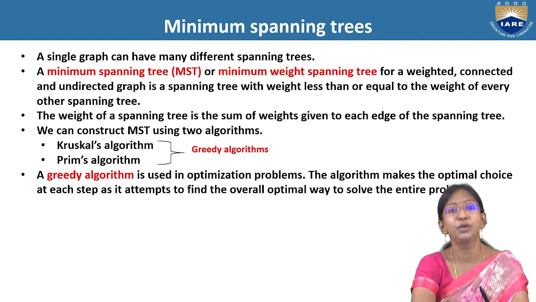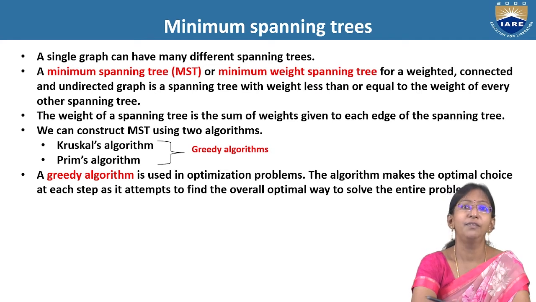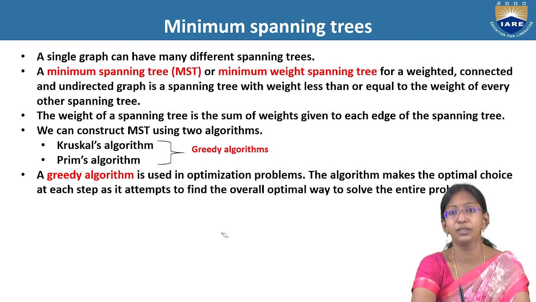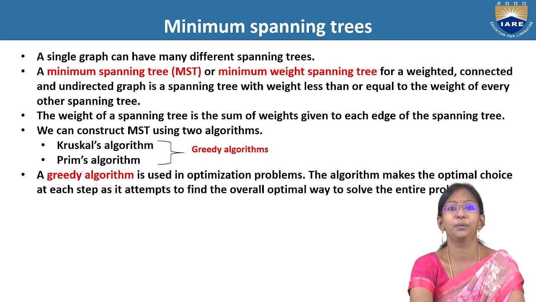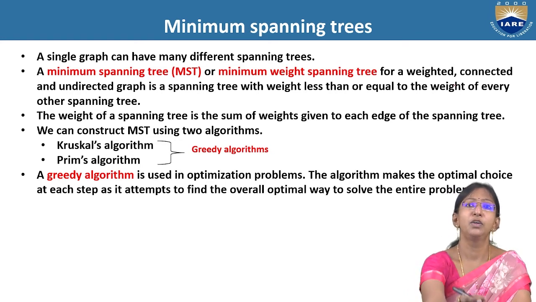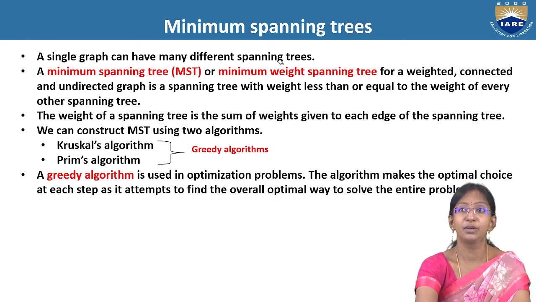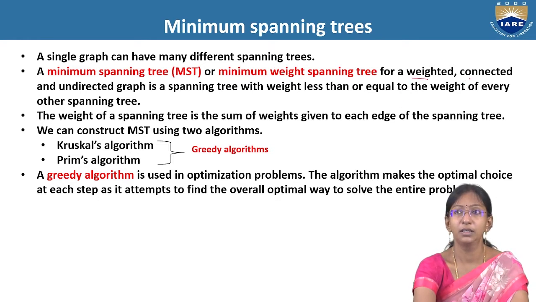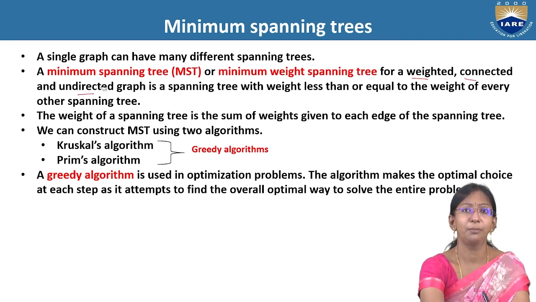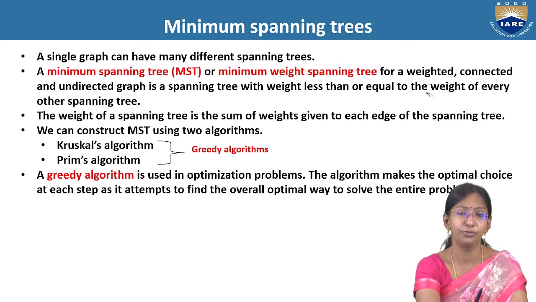As I said, it is a variation of your spanning tree where you add weights on the edges of the spanning tree, and its value should be the minimum. Its value should be the minimum. So it is also known as minimum weight spanning tree. And the 3 points which you need to consider are weighted, connected, and undirected. So we are going to apply this minimum spanning tree concept on this particular kind of graph.